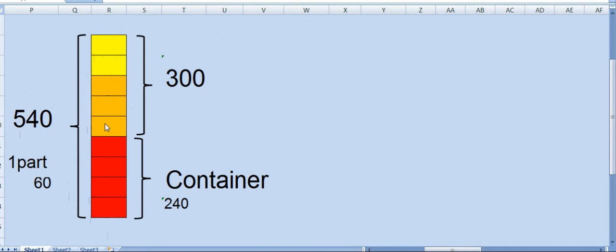Now what has happened? 4/9 is packed in a container. 4/9 means 4 parts. 1, 2, 3, 4. 60 multiplied by 4 means 240 kgs are in a container. And remaining, now what is remaining then? 540 minus 240, that is 300 total.